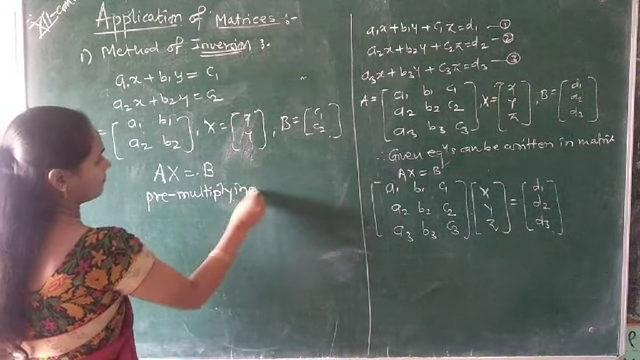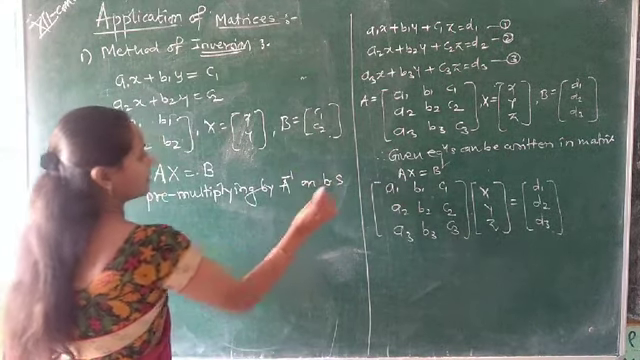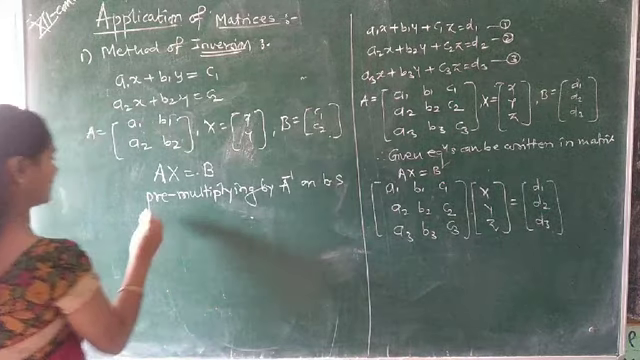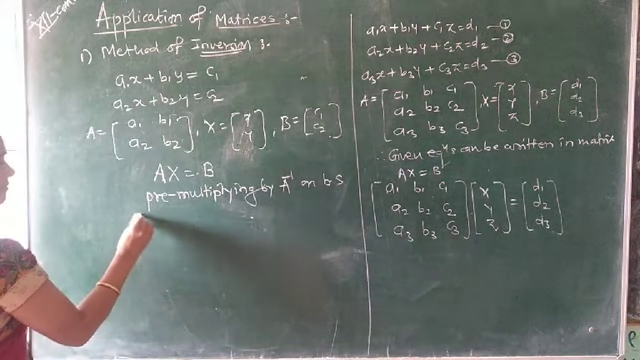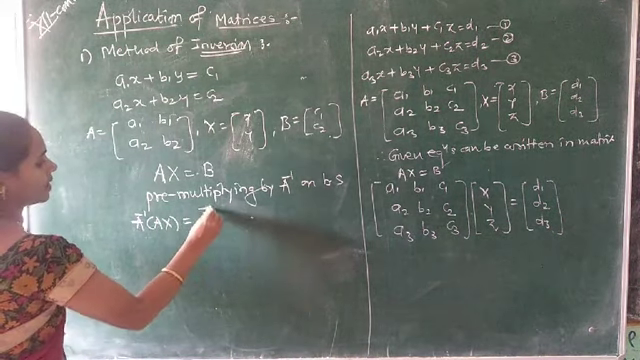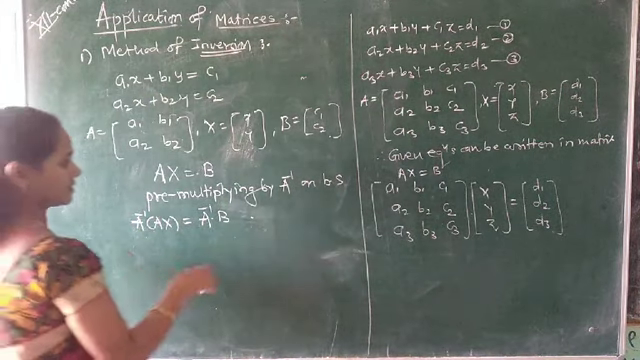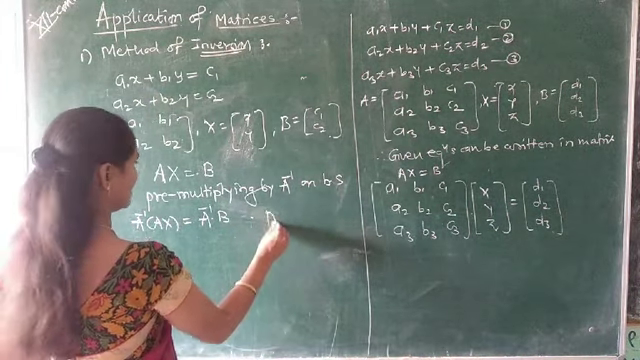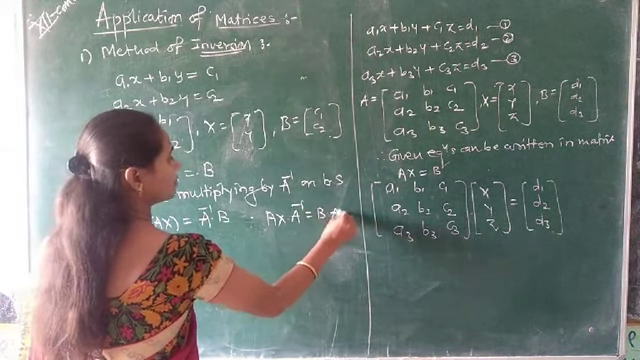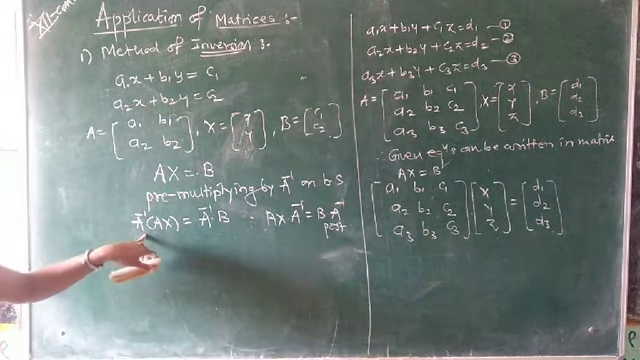Pre-multiplying by A inverse on both sides. Pre-multiply and post-multiply. If pre-multiply, that means A inverse into AX is equal to A inverse into B. Here I am pre-multiplying by inverse. If there is post-multiplying, then we write AX into A inverse is equal to B into A inverse, which is called a post-multiplying, and this is called a pre-multiplying.